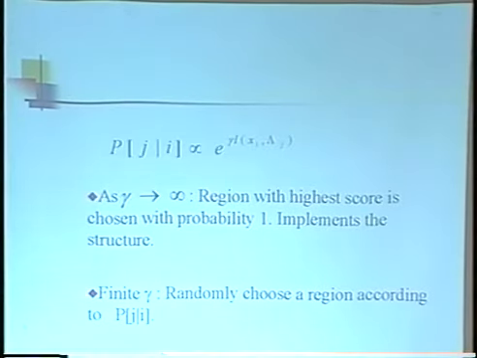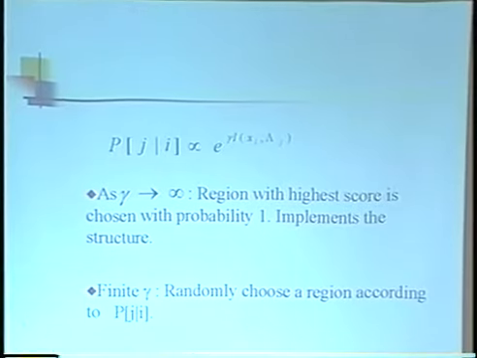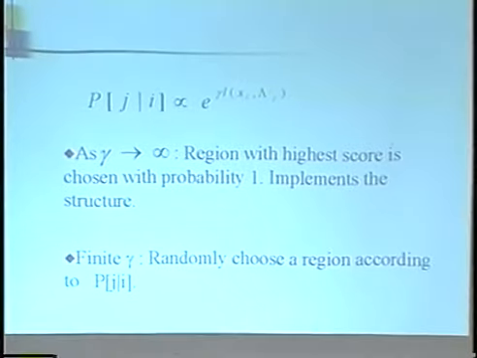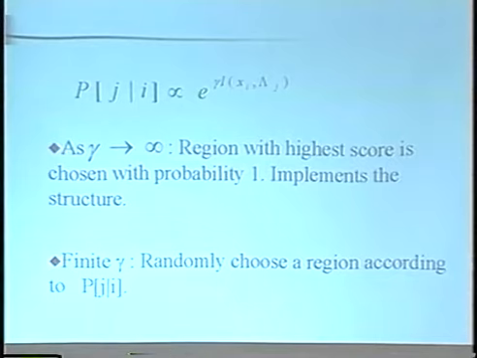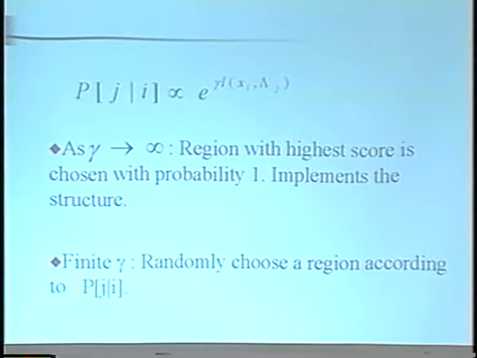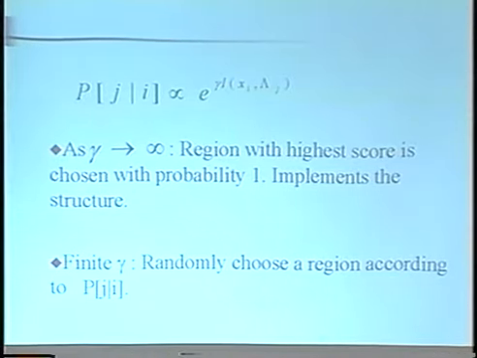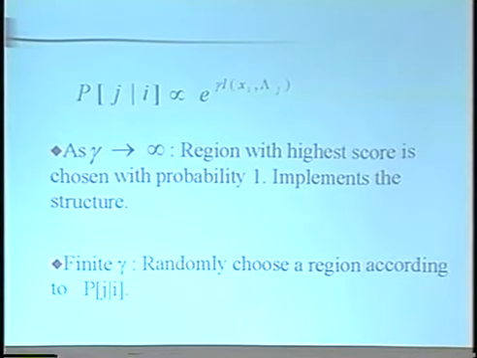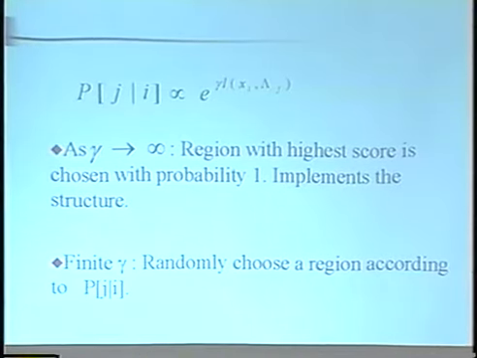So we have this randomized partition, which is really proportional to e to the gamma times the discriminant. And as gamma goes to infinity, the region with the highest score is chosen with probability 1, and that's the structure. The structure is imposed. For finite gamma, we randomly choose a region, we imagine that we randomly choose a region. Of course, we're going to do expectations eventually.